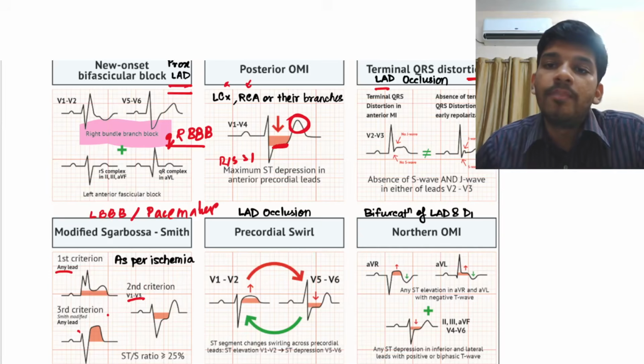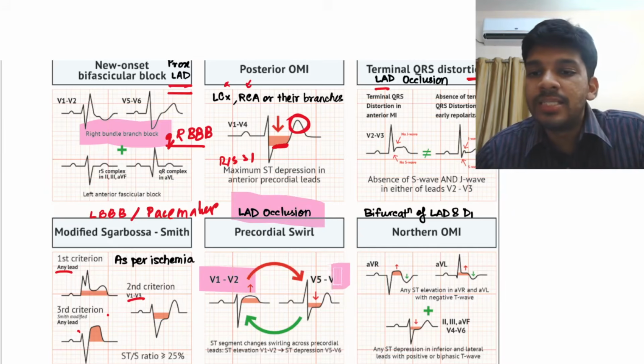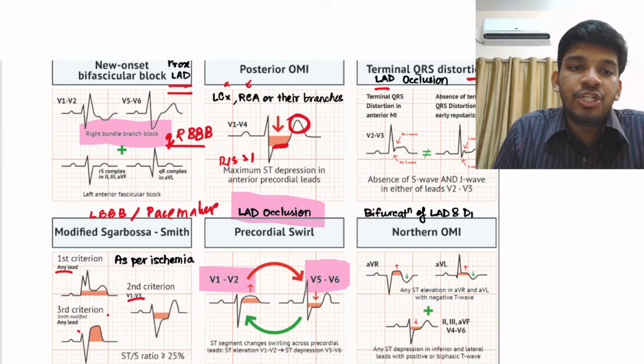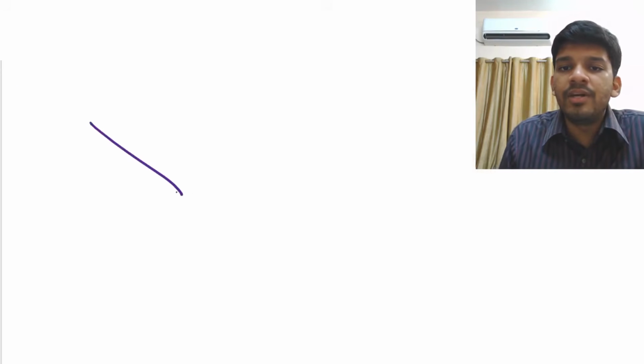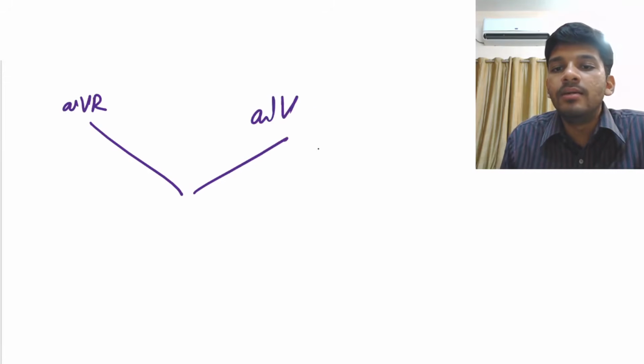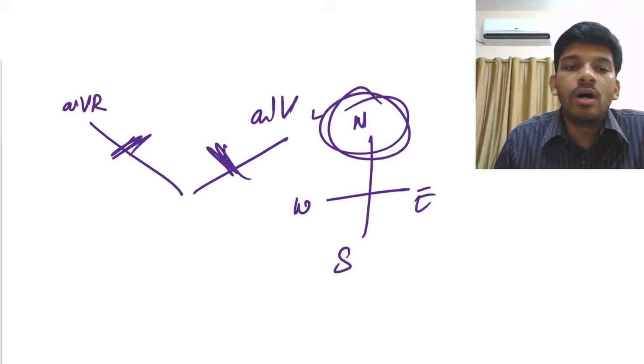Then there is a precordial swirl pattern, again telling you about LAD occlusions, where there is ST elevation in V1, V2 and ST depression in V5, V6. This is called the precordial swirl. Then there is the northern OMI. Why is it called so? If you look at a 12 lead ECG, this is aVR and this is aVL. In the frontal plane, if you draw it, this is the north, this is the south, this is the east, this is the west. So if you get changes in both aVR and aVL, it is a northern occlusive MI.